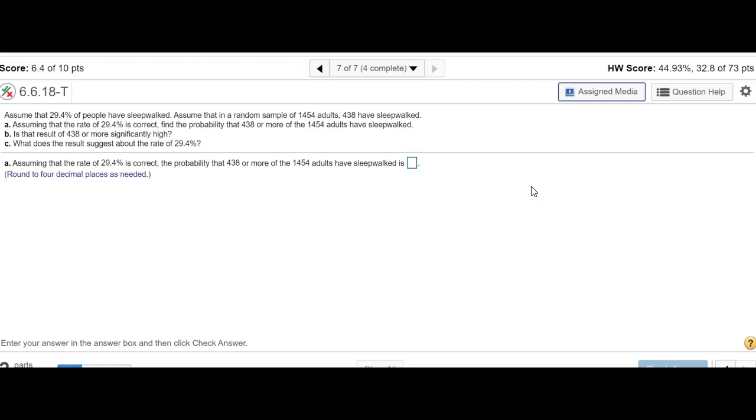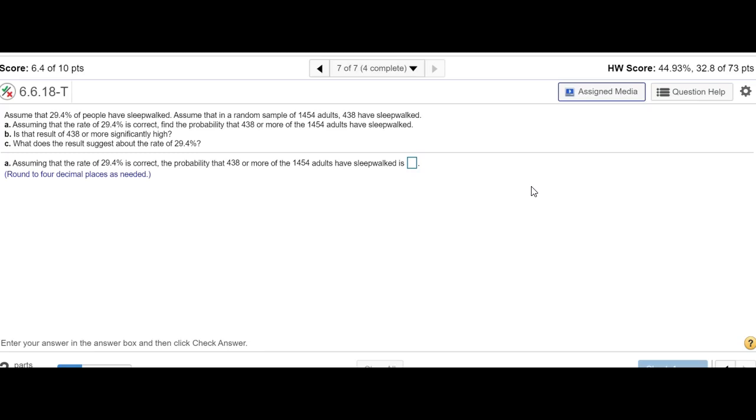In 6.6.18, we're given this information for the number of people that have sleepwalked. So if we're assuming that 29.4% of the population have sleepwalked, that's our P. So P is going to be 0.294. Q would be 1 minus that. So 1 minus 0.294 gives me 0.706.